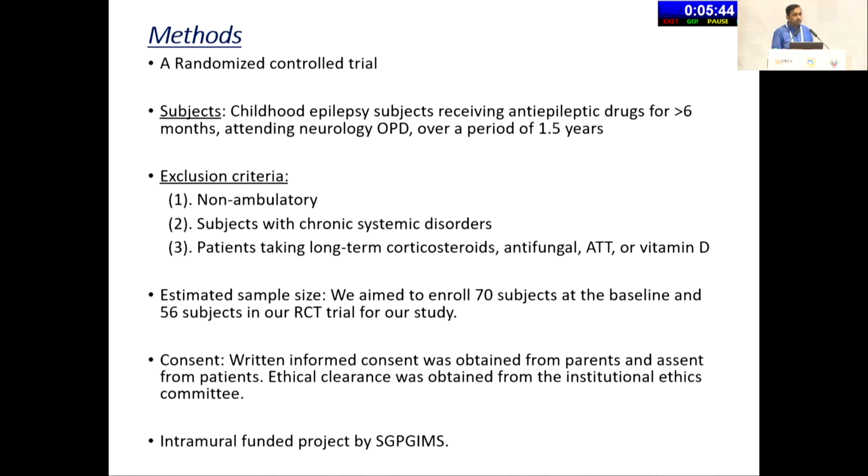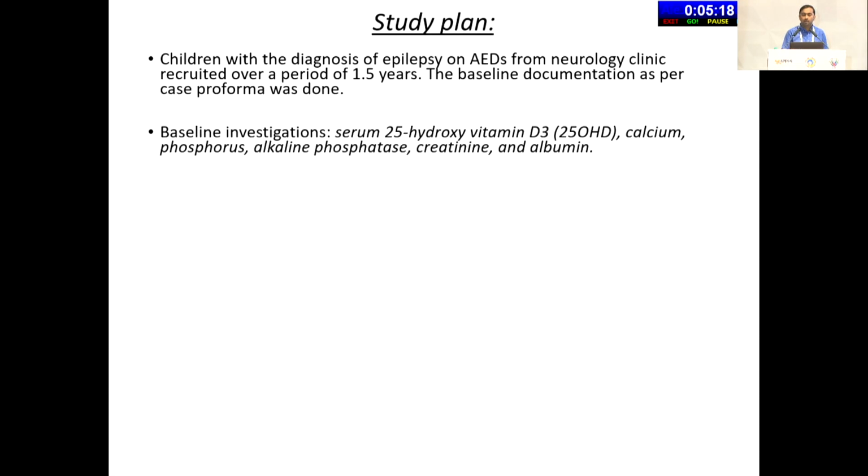So in this RCT, we recruited childhood epilepsy subjects receiving anti-epileptic drugs for more than 6 months, and over a period of 1.5 years, we excluded the patients who were non-ambulatory and with chronic systemic disease or receiving drugs which can affect vitamin D status as well as bone health. The estimated sample size for the RCT was 56.